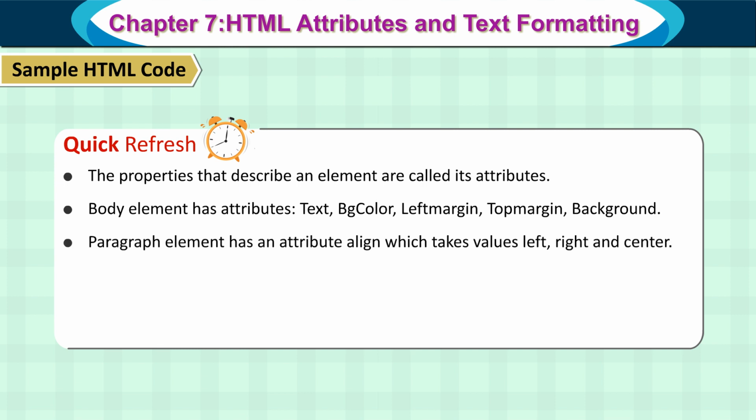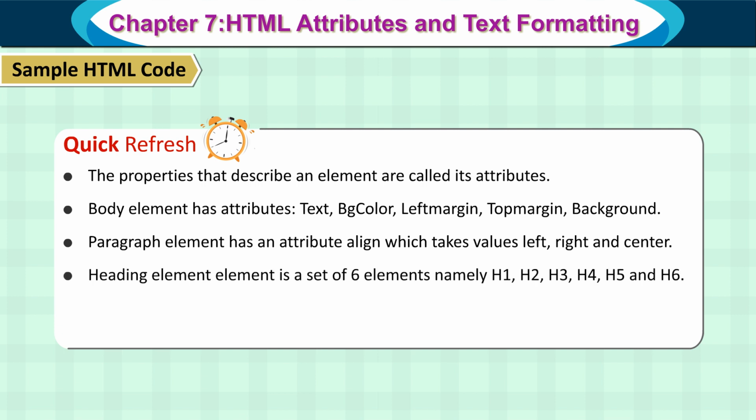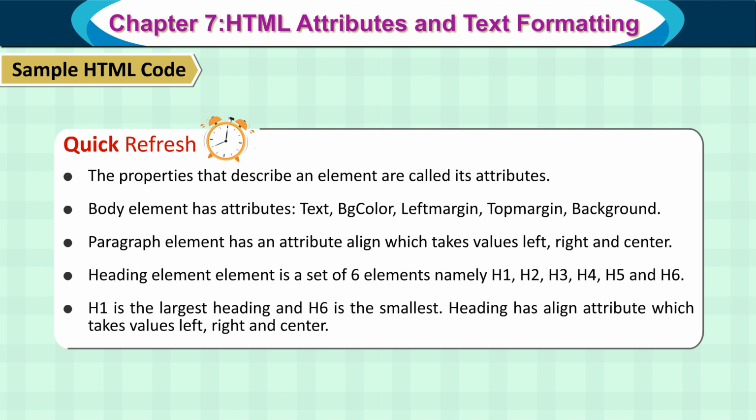Paragraph element has an attribute align which takes values left, right and center. Heading element is a set of 6 elements, namely H1, H2, H3, H4, H5 and H6. H1 is the largest heading and H6 is the smallest. Heading has an align attribute which takes values left, right and center.